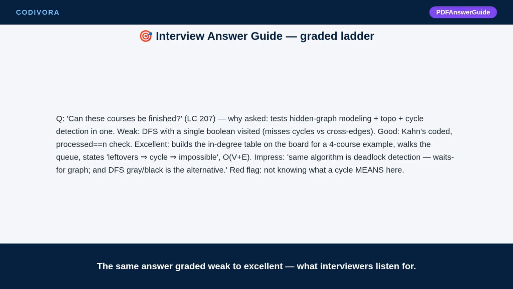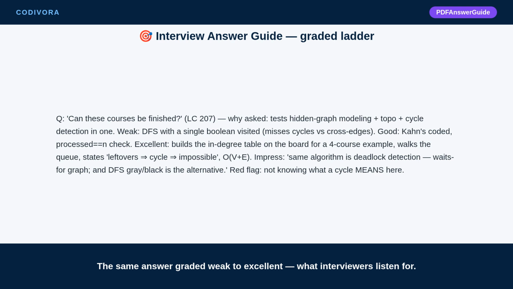Good: Kahn's, processed equals n check. Excellent: builds the in-degree table on the board for a 4-course example. Walks the queue. States leftovers means cycle means impossible. O(V plus E). Impressive: same algorithm is deadlock detection, wait-for graph, and DFS gray-black is the alternative. Red flag: not knowing what a cycle means here.